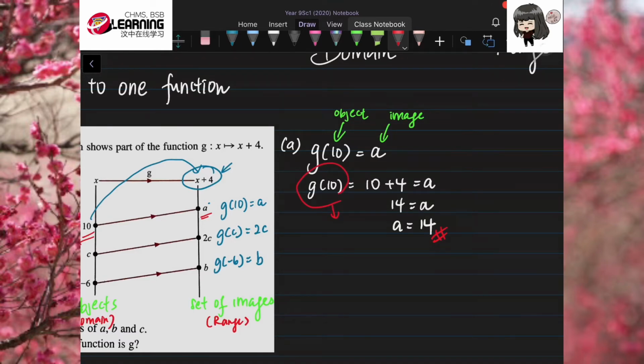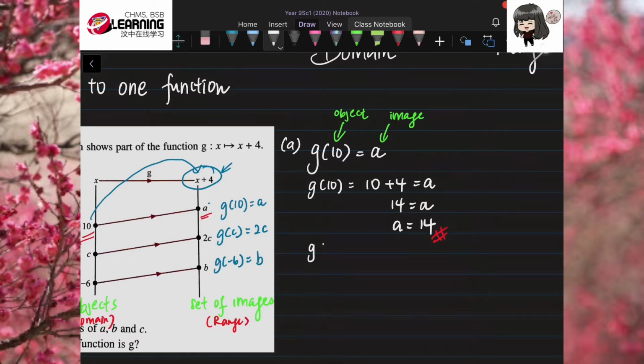This one we don't need to write down. It basically means that when x is 10, you sub into the function. It literally means this.